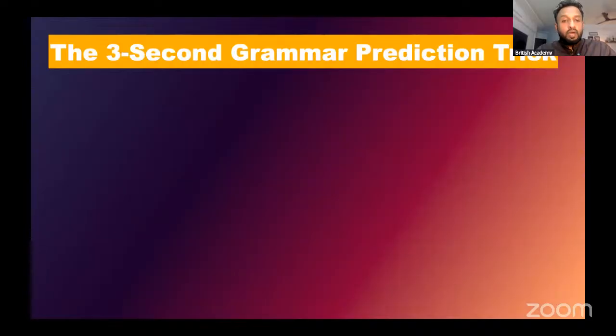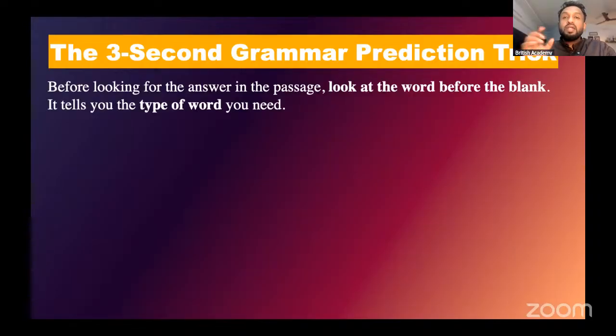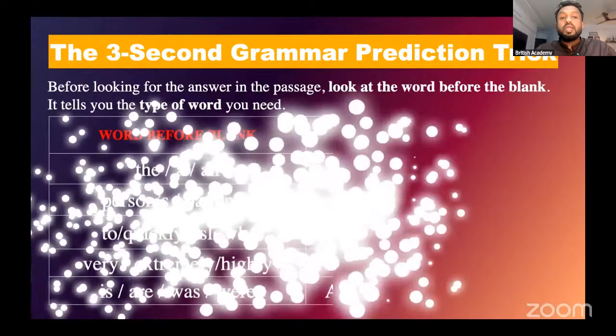Okay. Now, I believe the screen is visible on your screen as well. The most important thing when you do a reading part is the 3 second grammar prediction. What is this 3 second grammar prediction? This is where you predict what type of word would be the answer. It can be a noun, a verb, an adjective, or a verb with ing. It all depends on what kind of word it is.